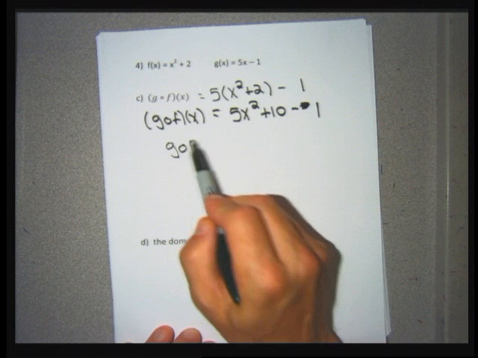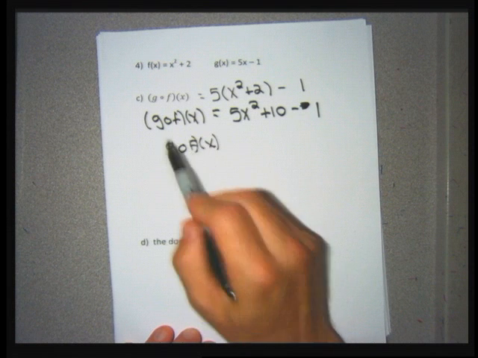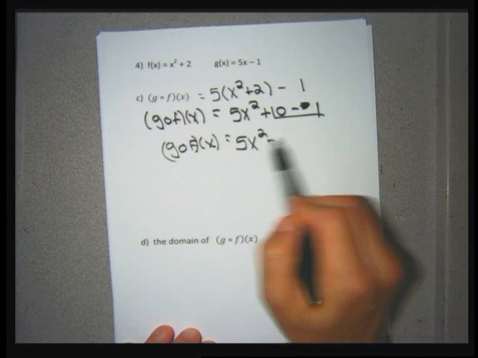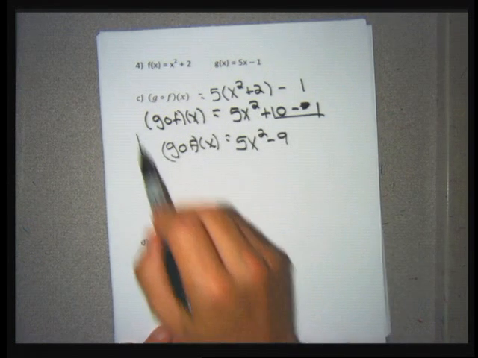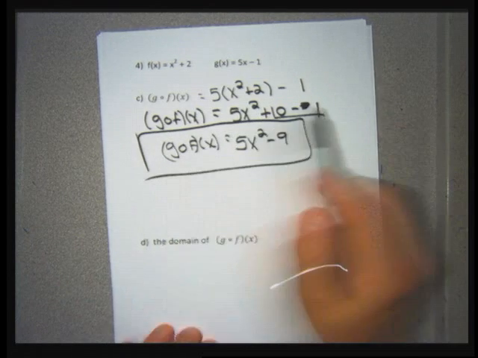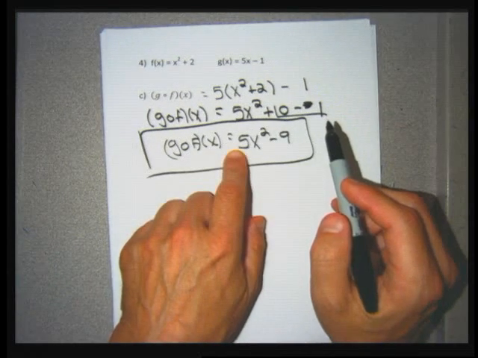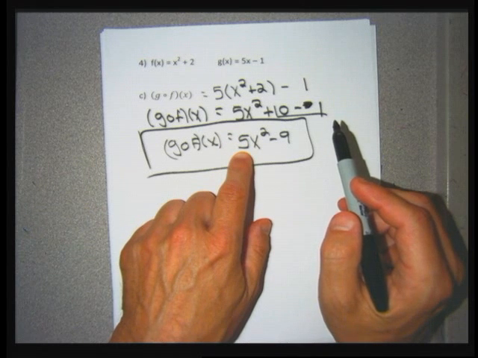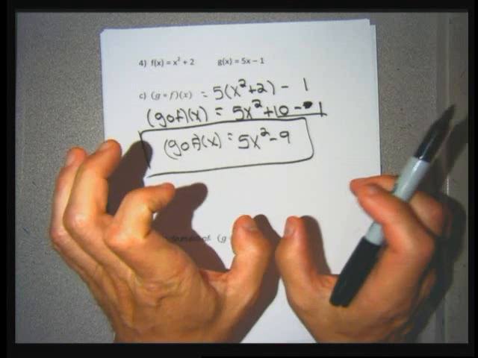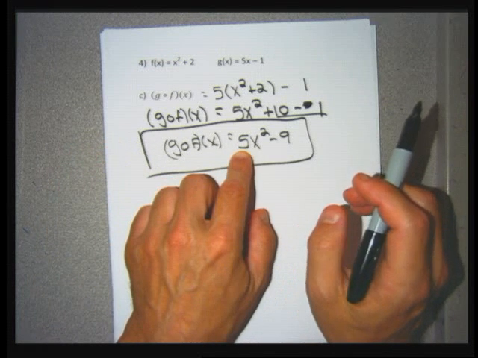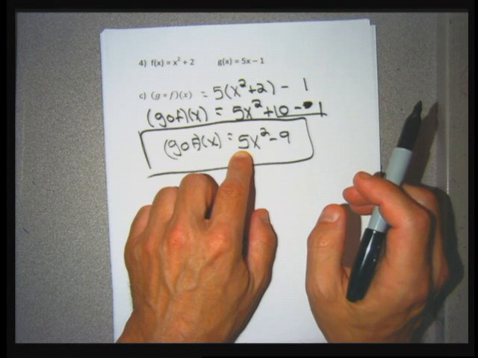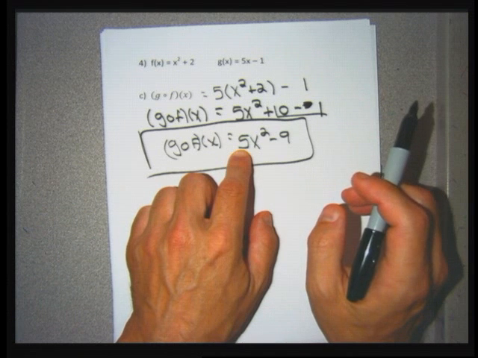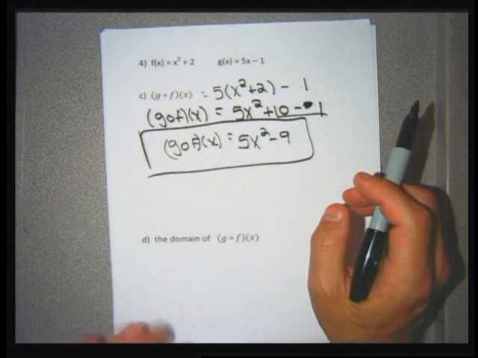So I'm going to get g composed with f of x equals, I'm going to make that 10 minus 1 into a 9. This is going to be 5x squared minus 9. That doesn't factor. If this 5 was a number like 25 or 16 or 49, if that 5 was a perfect square, I could have factored this into two parentheses. Like if this was 16x squared minus 9, I would have factored it into 4x plus 3 times 4x minus 3. But because this 5 isn't a square, I can't do that kind of factoring, and there's no common factor, so that's all I can do.